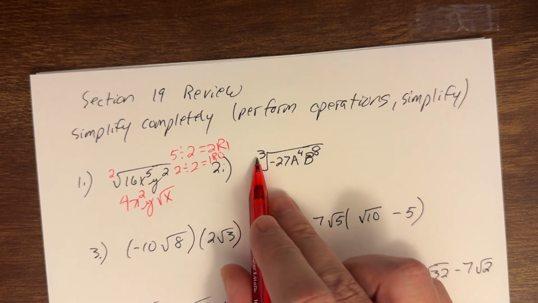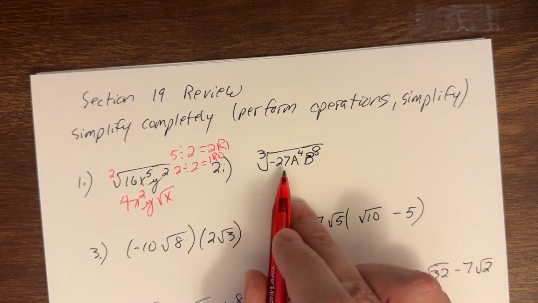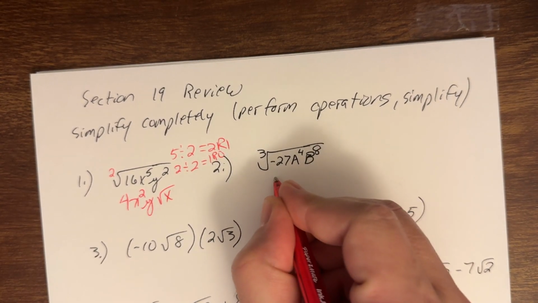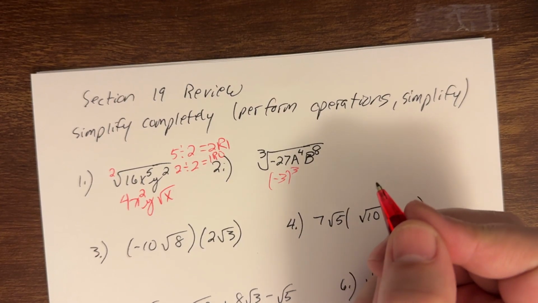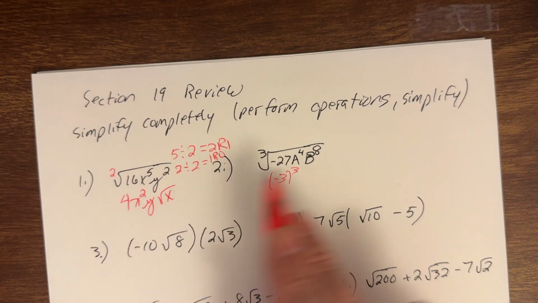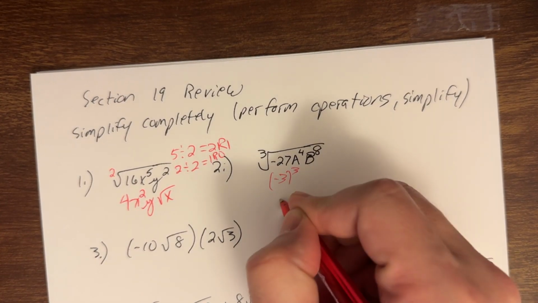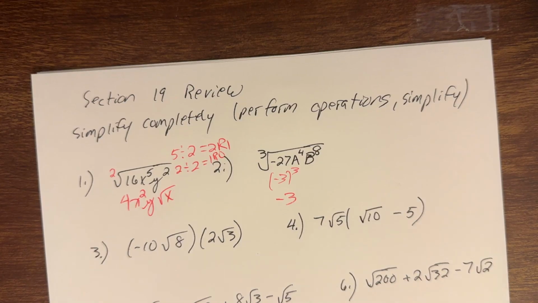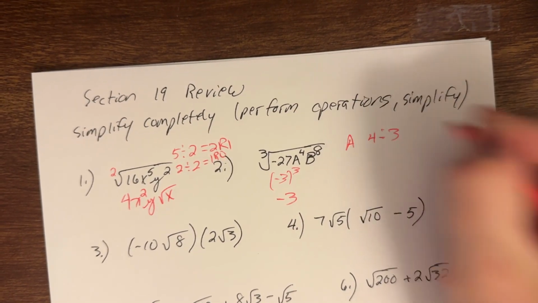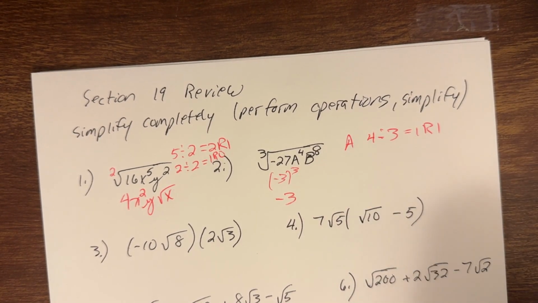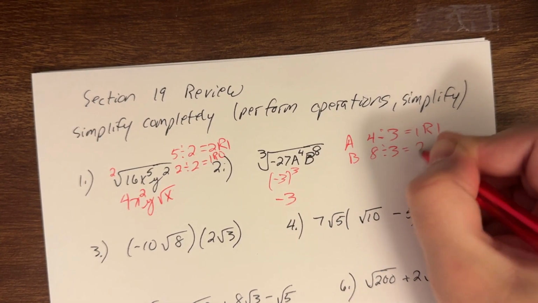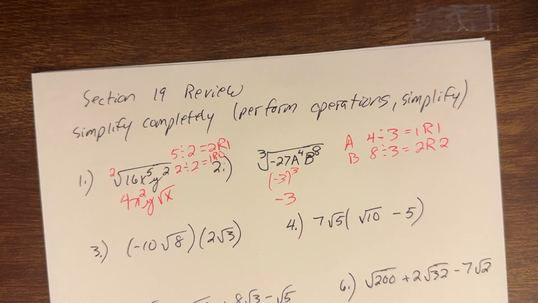Next one, cube root. I've got the cube root of negative 27 a to the fourth b to the negative 8. Well, negative 27 is negative 3 cubed. So once again, just like the 16, that was a perfect square, definitely taking advantage. This is a perfect cube. So I'm going to get a negative 3 out in front. But then for the a, I'm looking at 4 divided by 3 is 1 with a remainder of 1. For b, I'm going to do 8 divided by 3 is 2 with a remainder of 2.